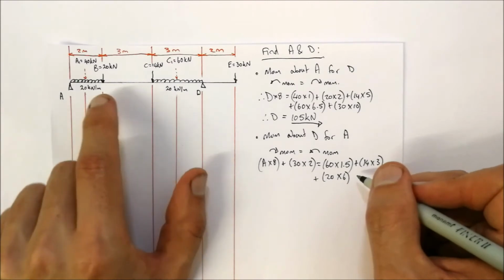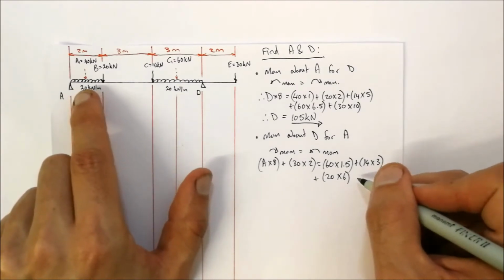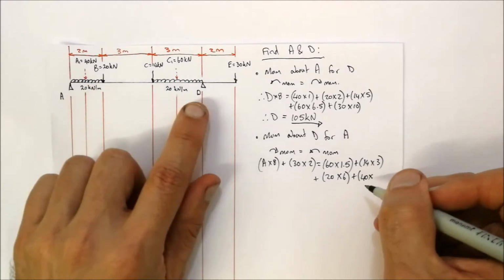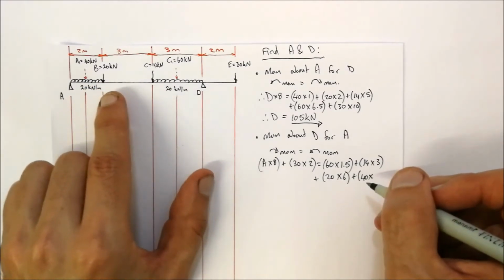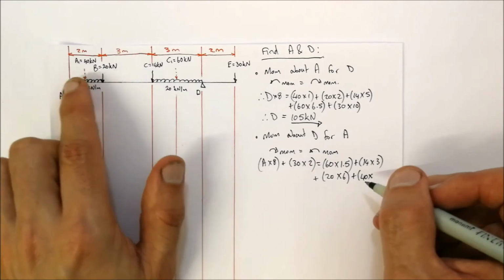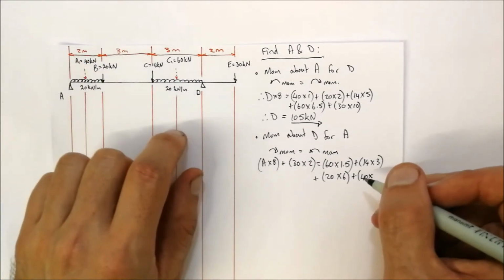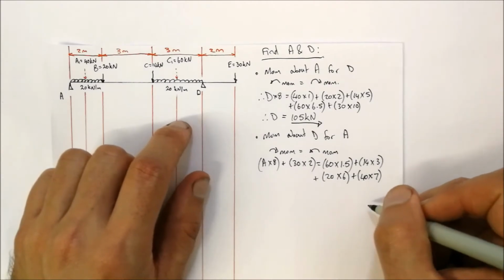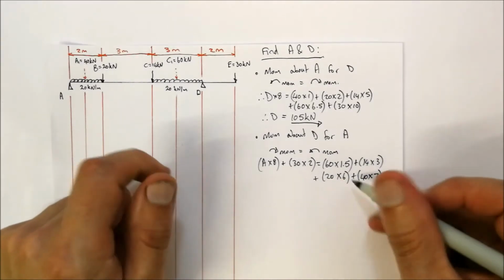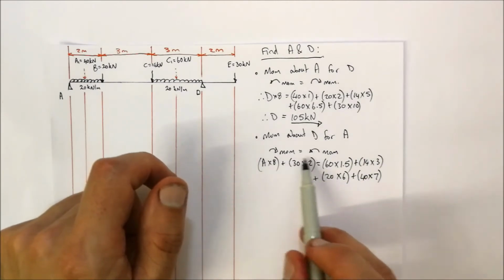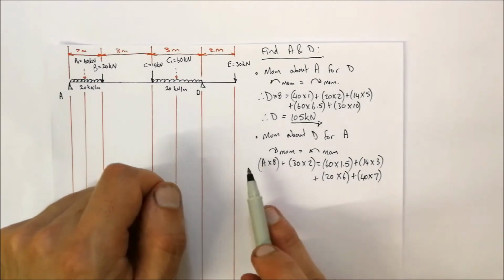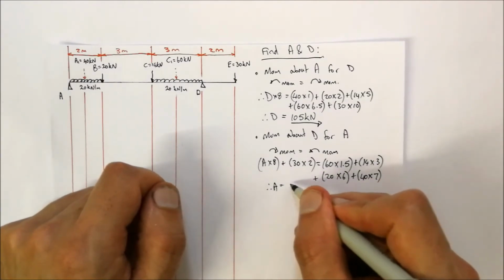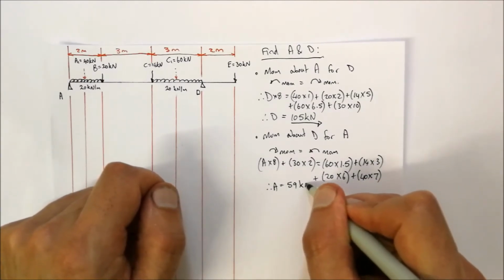And then we've got this 40 kilonewton distributed load. So plus 40, multiplied by how far it is from D. Well, it's 3 plus 3, which is 6, plus 1 meter, which is half of that 2 meter length, so that's 7 meters away. We do the calculation, subtract, and make A the subject of the formula, and we find that A is equal to 59 kilonewtons.